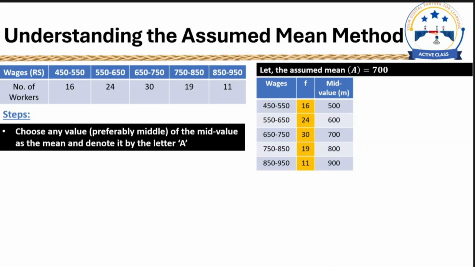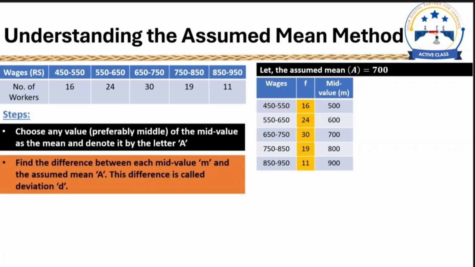This is second step. First, we make the frequency table with mid value. Second, we choose one of the value from the mid value column as our assumed mean. It's better to choose from the middle one if possible. Third step, find the difference between each mid value and the assumed mean. Okay, let me explain what does it mean.